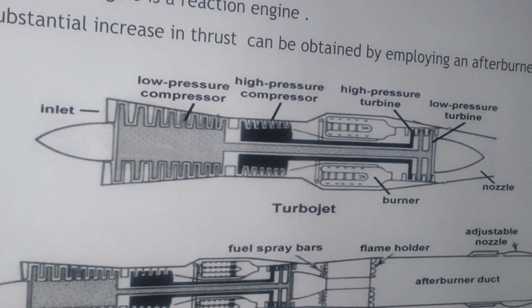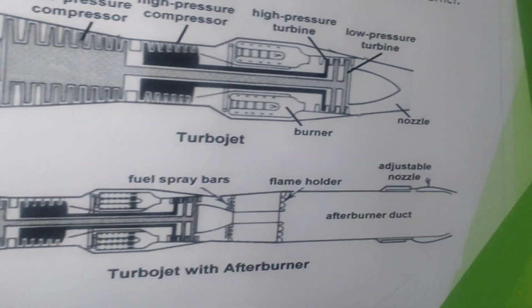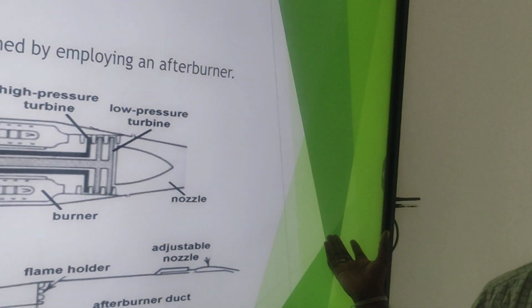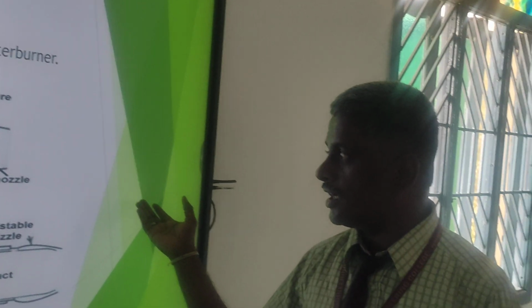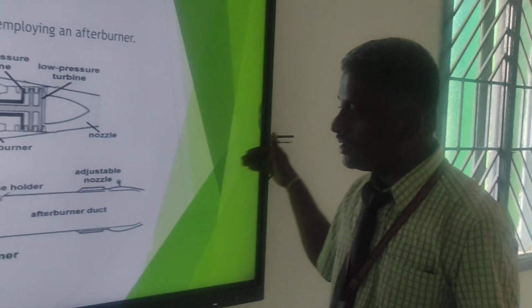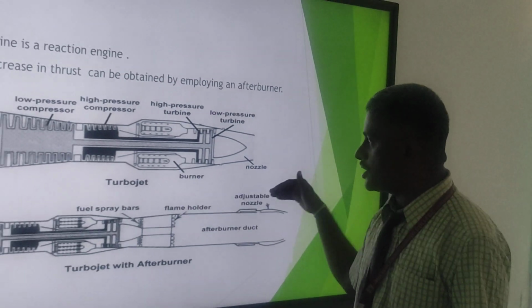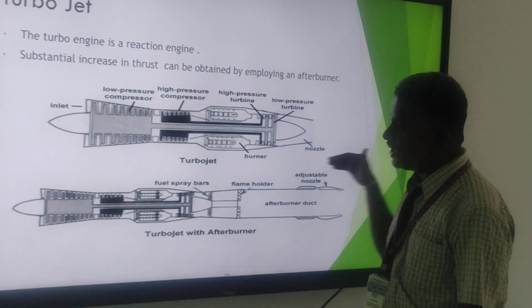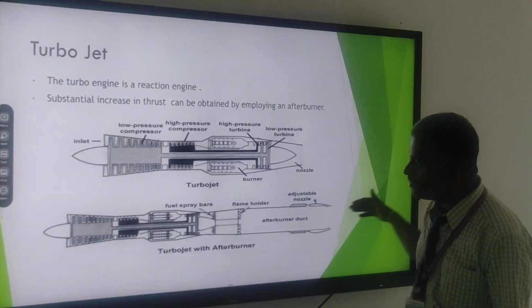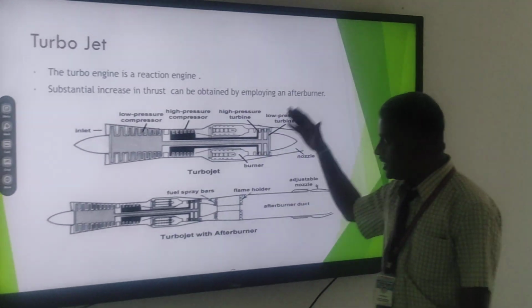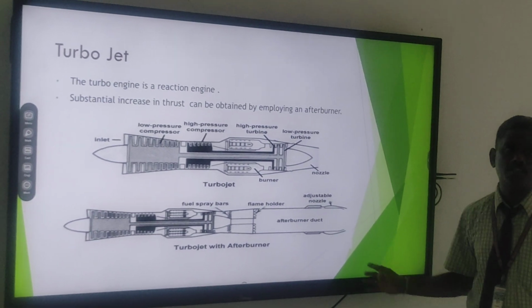The nozzle expels the high pressure, high velocity gases. Based on this, according to Newton's third law, thrust is produced. With the thrust produced by the turbojet engine, the jet moves in the forward direction. This is also applied in rocket propulsion engines.